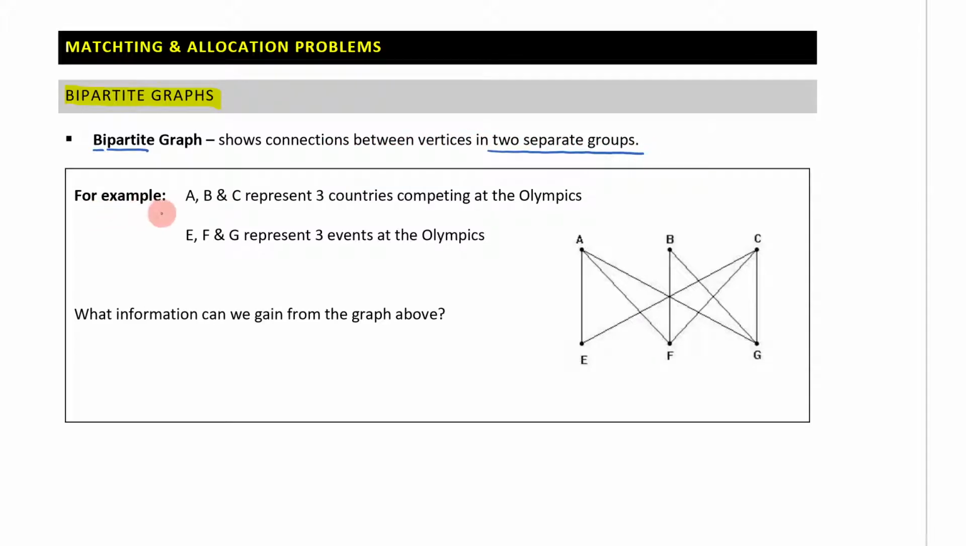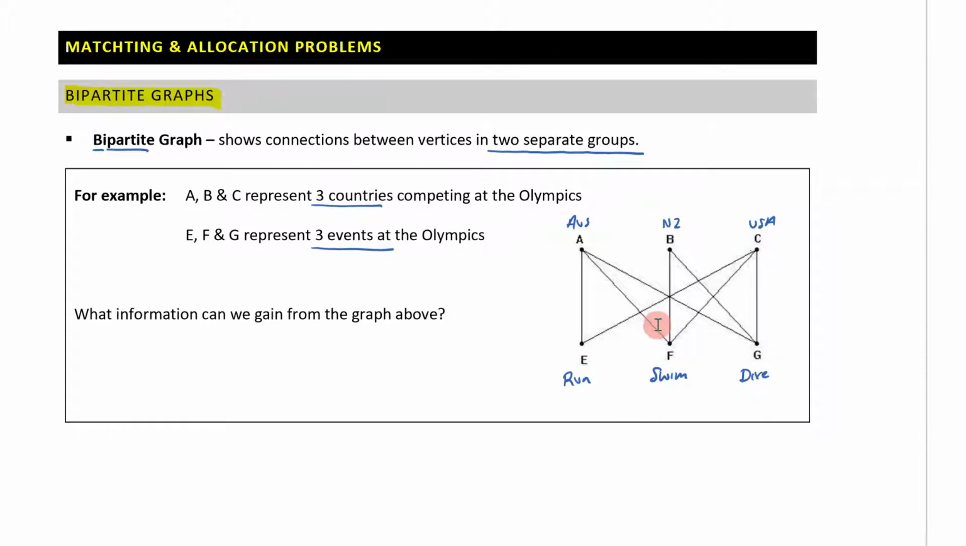All right, so for example, A, B, and C represent three countries competing at the Olympics, and E, F, and G represents three events at the Olympics. So here is our bipartite graph, and we've been told that A, B, and C represent three countries at the Olympics. So it might be Australia, it might be New Zealand, and it might be America. So that's one group, and then we have another separate group, E, F, and G, and they represent three events at the Olympics. So it could be running, it could be swimming, and it could be diving.